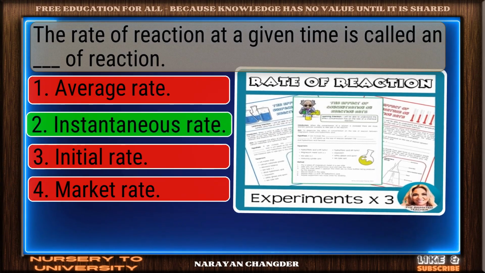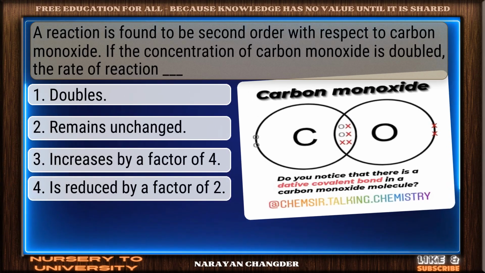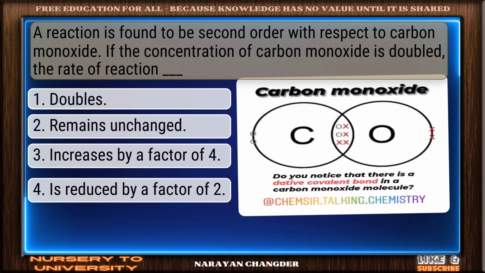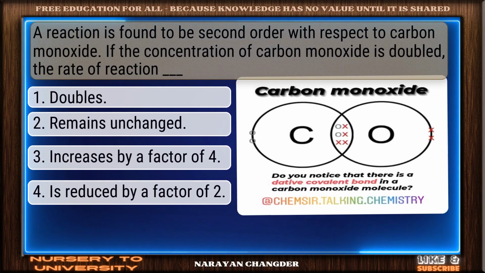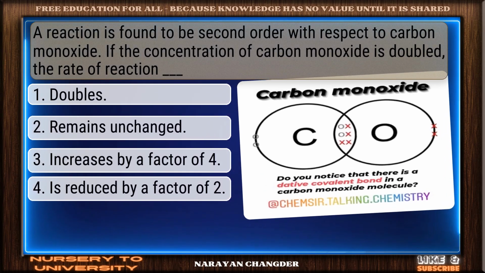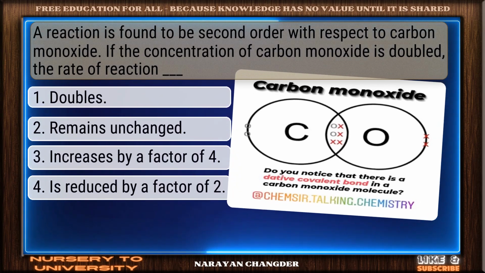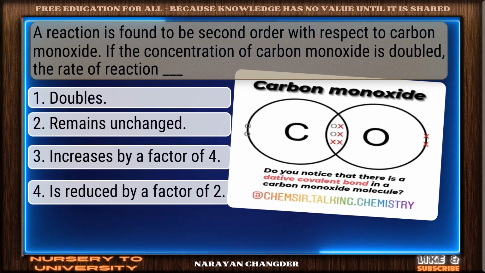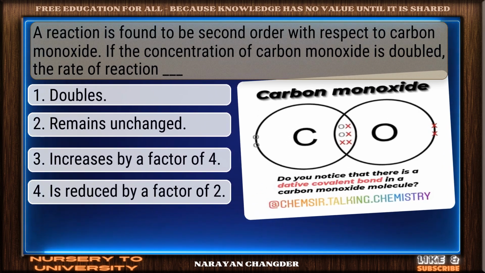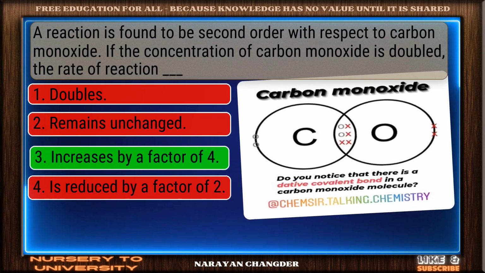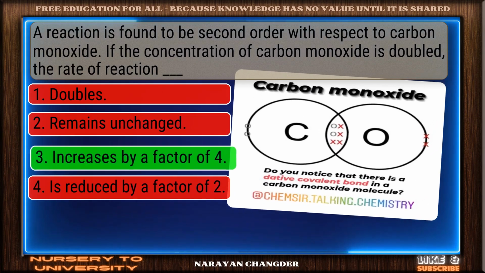That's it, instantaneous rate. A reaction is found to be second order with respect to carbon monoxide. If the concentration of carbon monoxide is doubled, the rate of reaction dash. Option 1, doubles. Option 2, remains unchanged. Option 3, increases by a factor of 4. Option 4, is reduced by a factor of 2. Right, increases by a factor of 4.